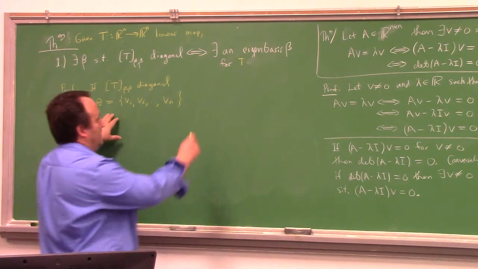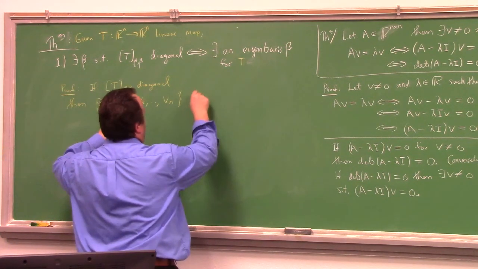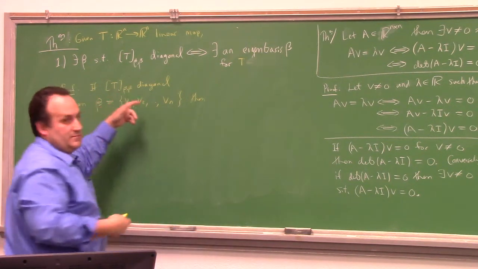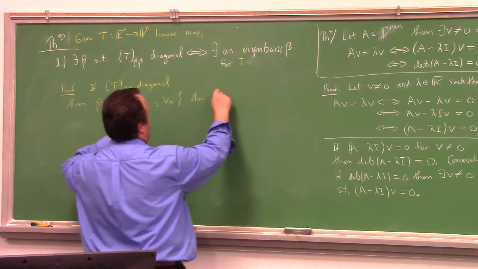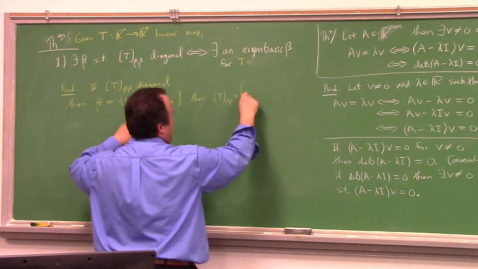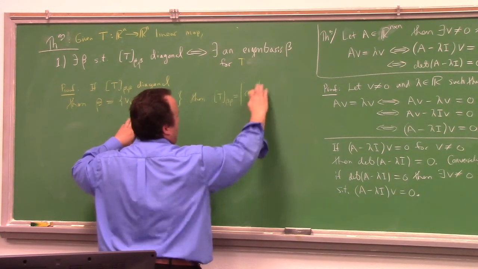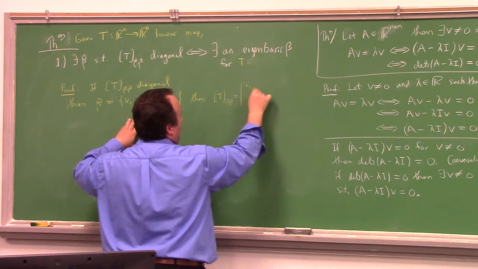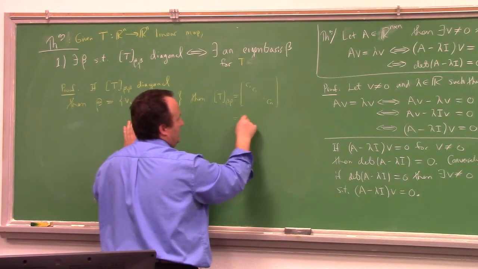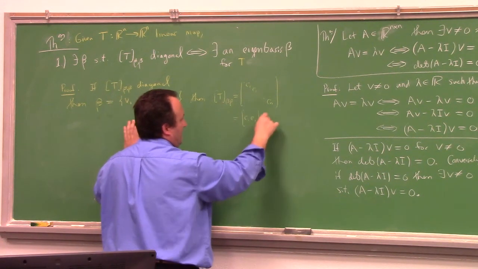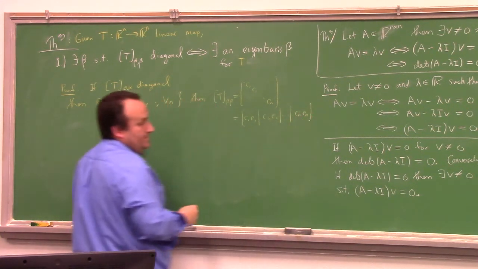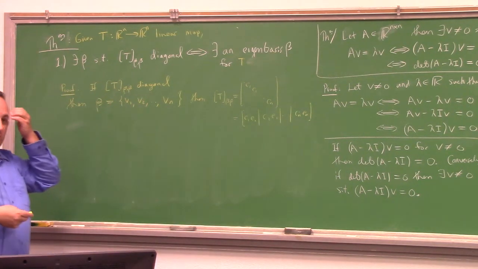That means that if we look at the matrix, what does it mean for the matrix to be diagonal? Think about it. It means that it's like some constant times e1. Well, I'll write it this way: c1, c2, which is to say c1 e1, c2 e2, cn en. Each column is a multiple of a standard basis vector, right?